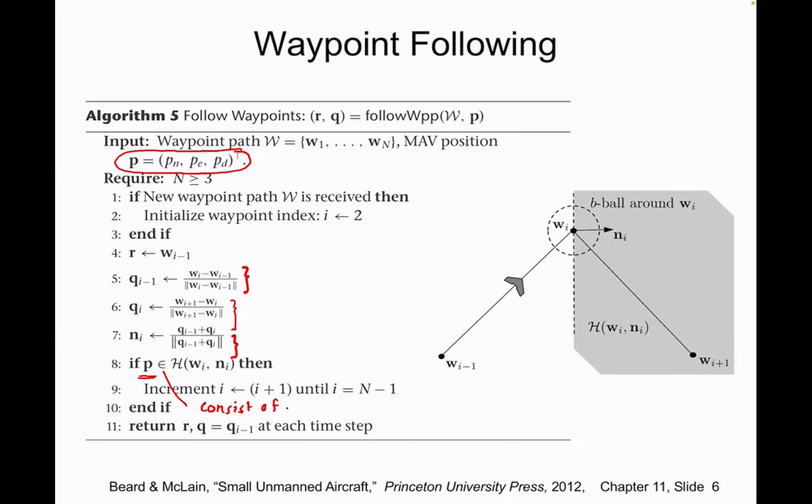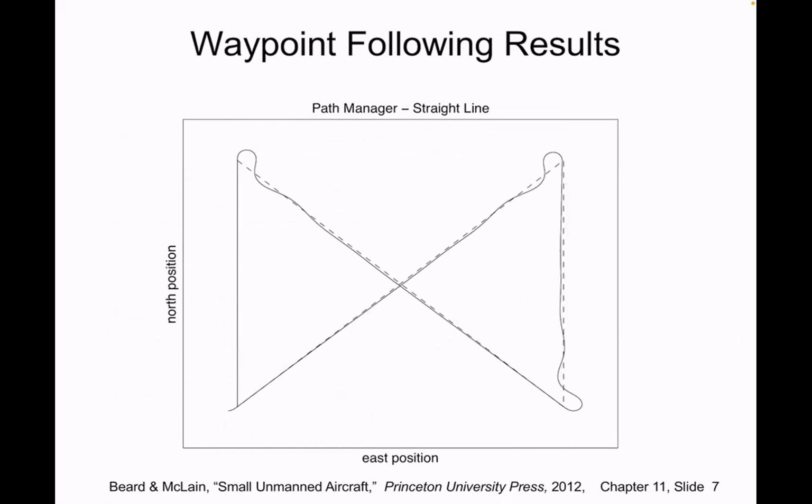So if P is part of that plane, if it is contained in that plane, then we increment. If it's not, then we return the values of R and Q that define the direction of travel and then increment in each step. That way the UAV is going to go step by step over here till the second waypoint is reached. And please note, as the waypoint is reached, the index gets changed. And when the index gets changed, the next set of waypoints will be followed.